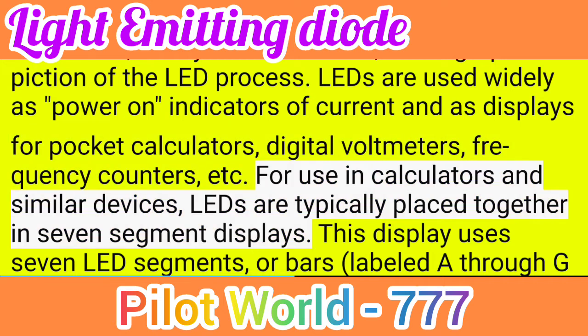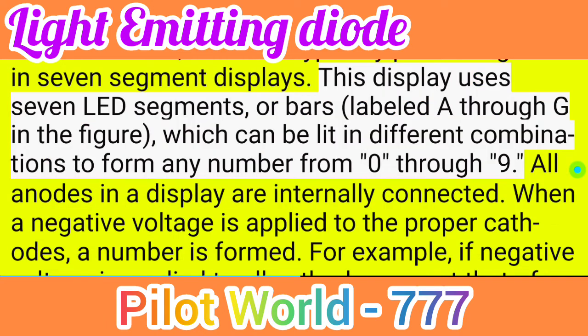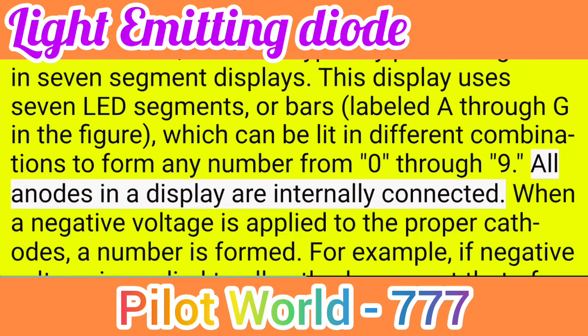For use in calculators and similar devices, LEDs are typically placed together in 7-segment displays. This display uses 7 LED segments, or bars, labeled A through G in the figure, which can be lit in different combinations to form any number from 0 through 9. All anodes in a display are internally connected.